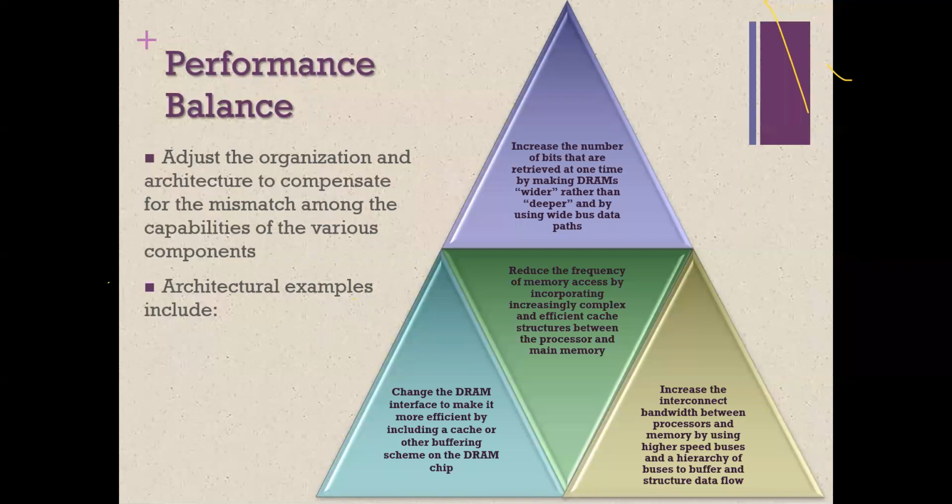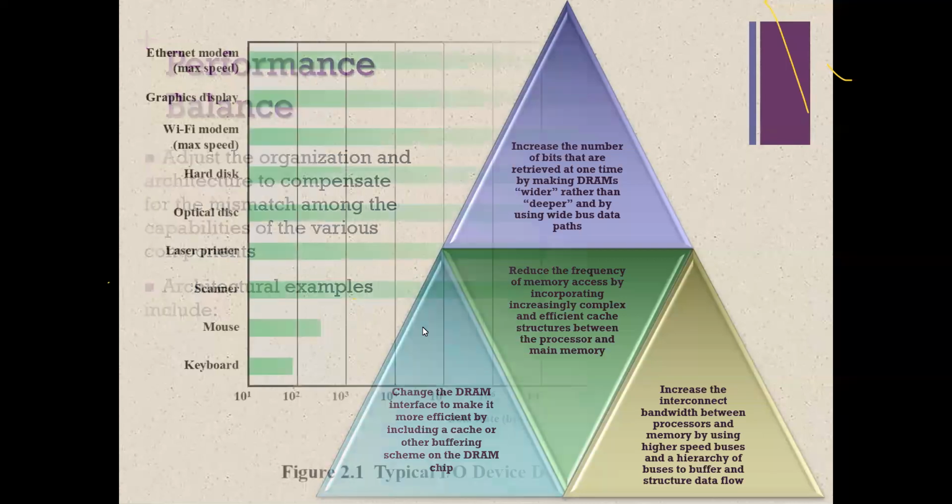Okay, so never mind. The bandwidth between the processor and memory is increased by using higher speed buses and a hierarchy of buses to buffer the structure. This is also similar to the vehicular example that I gave, when you expand the bus lanes. We would also talk about actual buses as peripherals along the line.